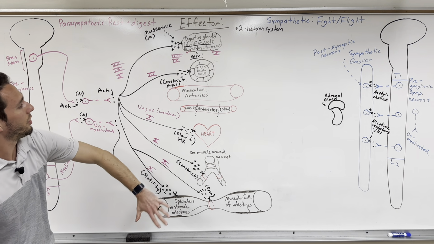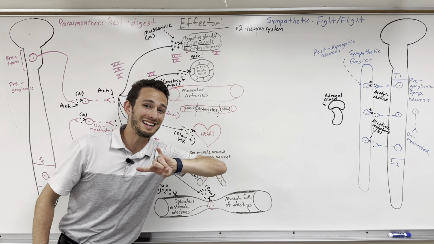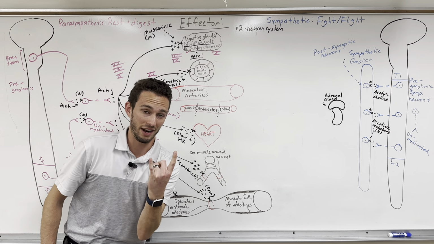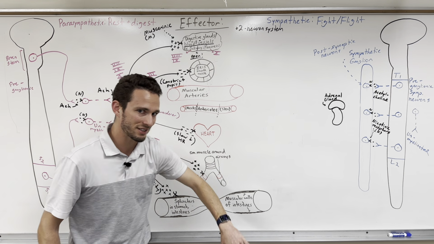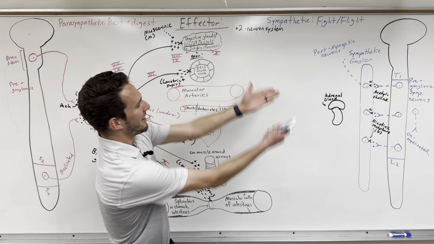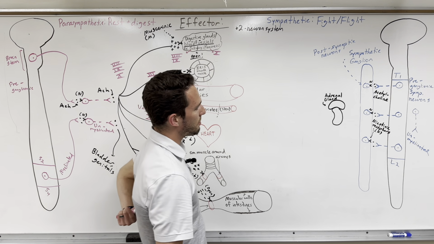Fantastic. Now, I'm not going to go into the details of the bladder, genitals, all that stuff, but just know this is all controlled by the parasympathetic. But we also need the opposite to occur occasionally, right? Sometimes we need to open up the pupil. Sometimes we need to speed up the heart. Who do you think will do that? Sympathetic nervous system. Brilliant. So let's move over here to the sympathetic nervous system.